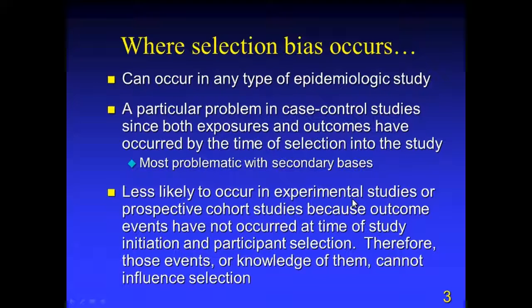It can occur in any study, but it's particularly a problem in case control studies. This is because by the time that the people are recruited into the study, both the exposure and the health outcome have already occurred. And so both the exposure and the health outcome have the opportunity to influence the selection process in some way. On the other hand, with experimental studies and also with cohort studies, because the health outcomes have not occurred at the time that people are recruited into the study, they don't have the opportunity to influence participation in the study. Only exposure has occurred. And if you only have exposure, then as I'll show you, it's much more difficult for selection bias to occur.